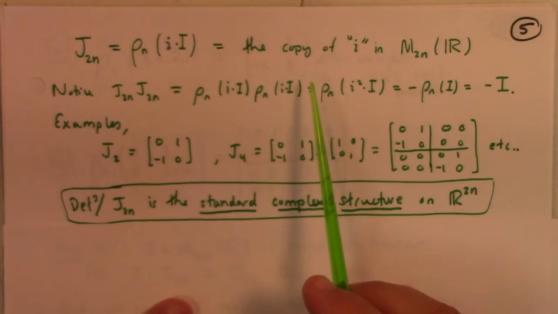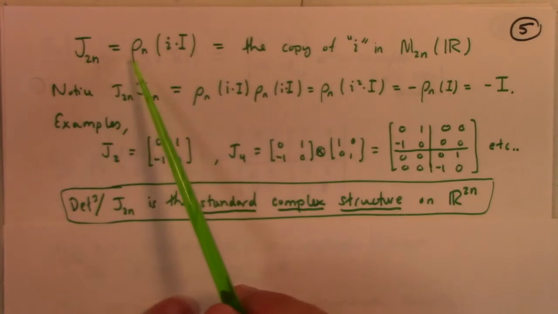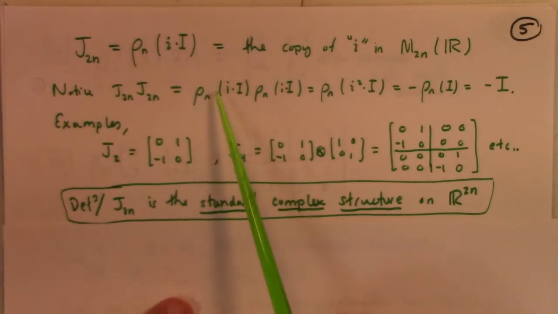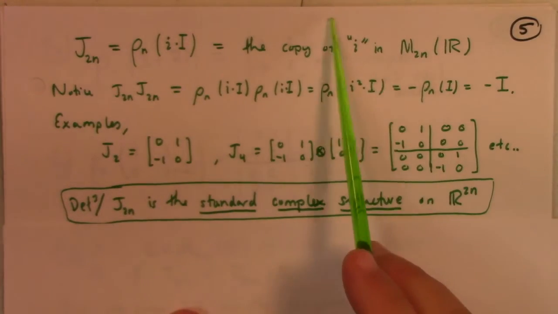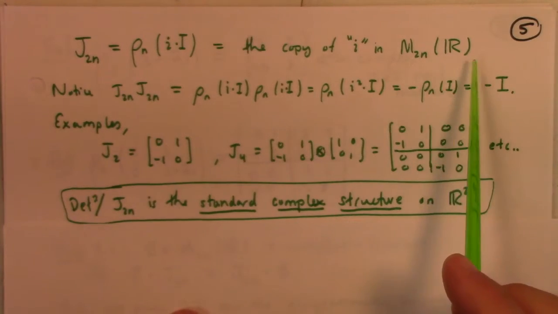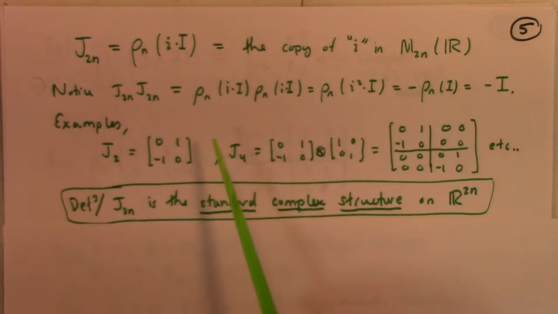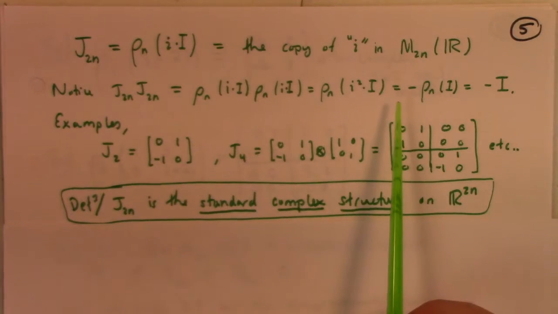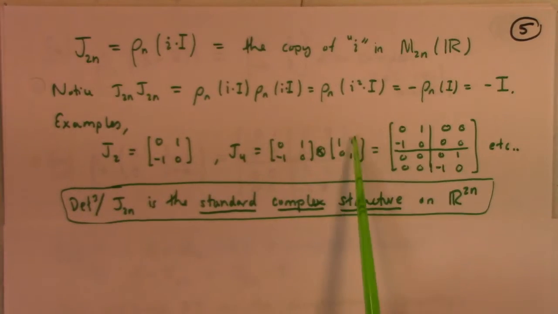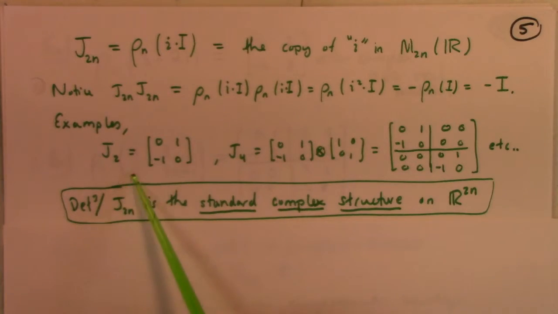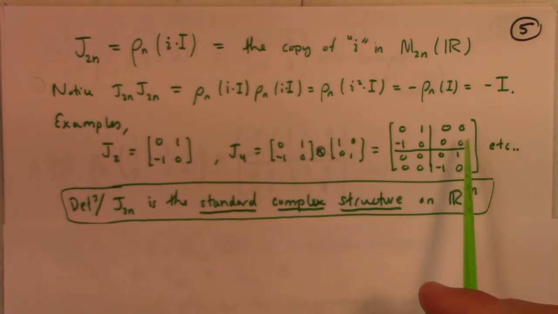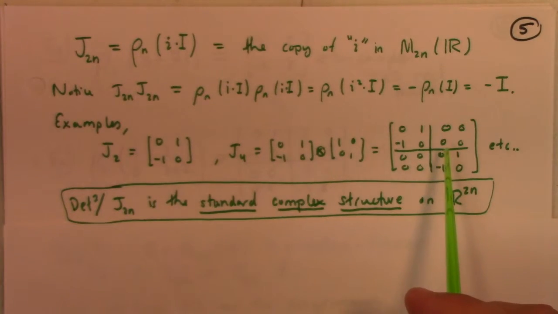Other page, I suppose. J2n is the image of I times the identity under the row n map. That gives you the copy of what is behaving as I in M2n R. In other words, this gives you a 2n by 2n real matrix which behaves like the imaginary unit. So, for example, here's I in 2 by 2 real matrices. This is the quote-unquote I in 4 by 4 real matrices. You square this thing, so you get back to the minus identity.